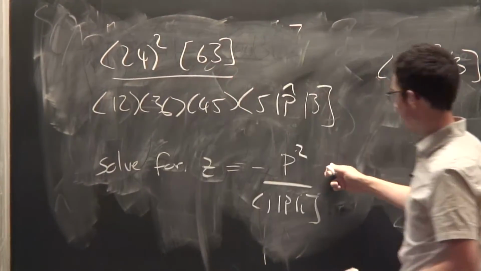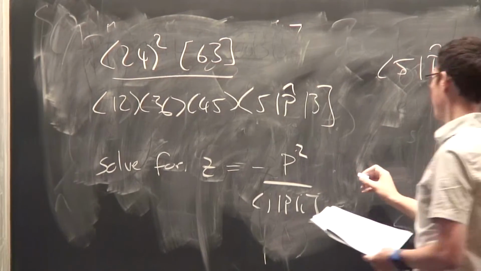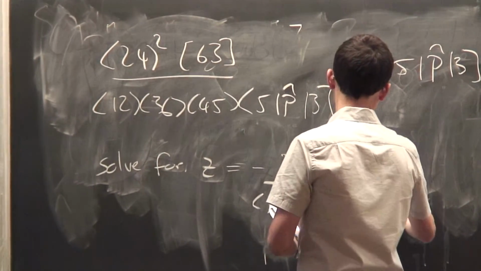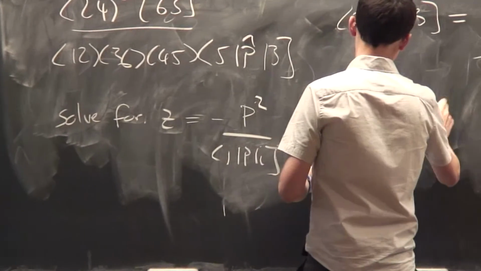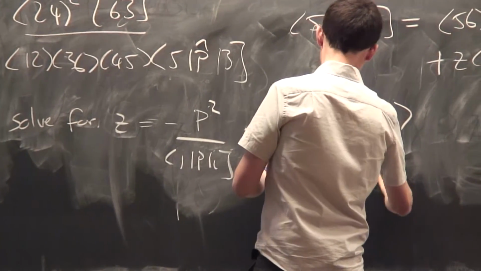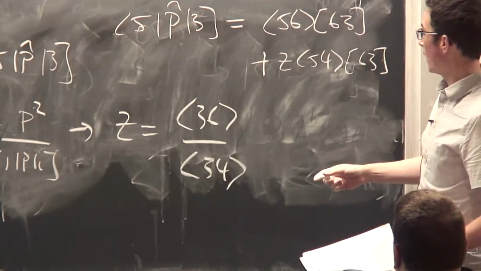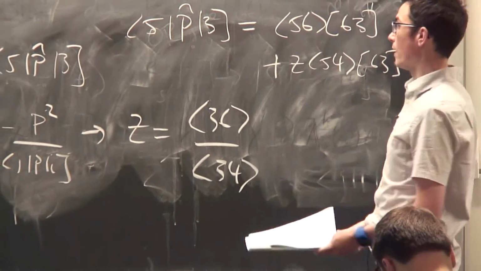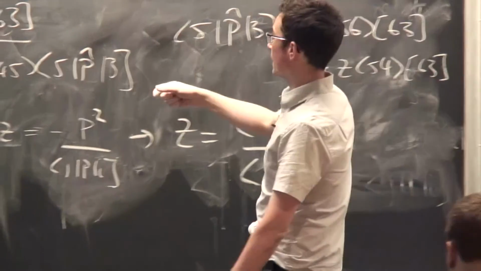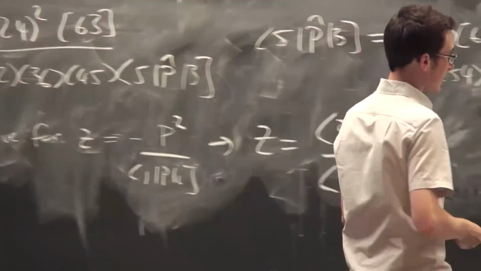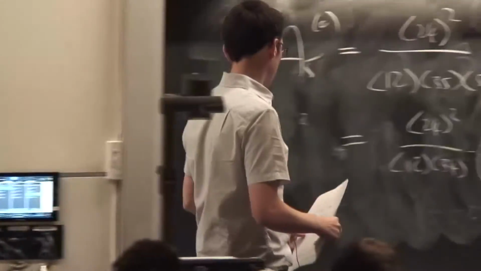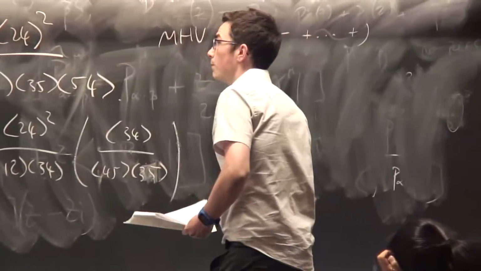So I use this equation here, which tells me how to calculate my residue. And for my choice, I get that z is 3, 6 over 3, 4. So the square bits cancel. Now when I put this into my amplitude here, the square bracket dependence is gone, so we're already in something which looks MHV. And we just have to tidy up the denominator, and then we're good to go.